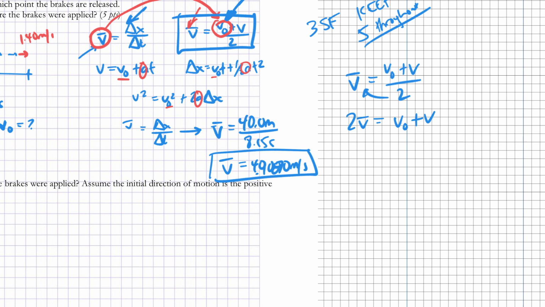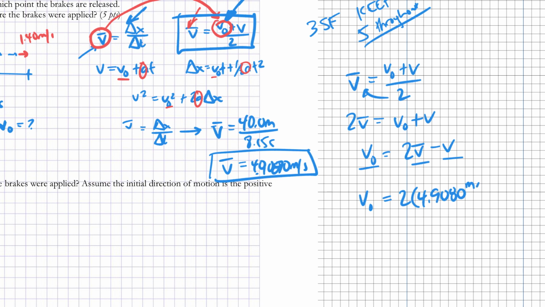And so now I'm going to rearrange that again. I'm going to say v naught equals 2v bar minus v. The units work on that because I've got meters per second, or length per time, length per time, length per time. So I'm going to be good. All right, so to solve for v naught, I'm going to do 2 times v bar, which is 4.9080.